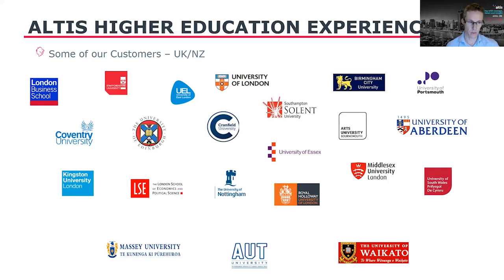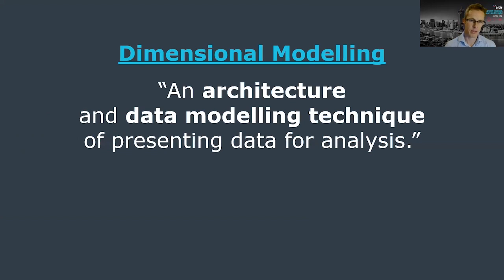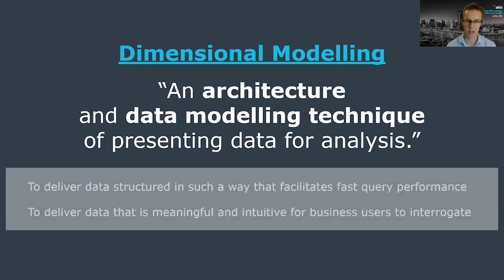So that's who we are. So let's get into dimensional modeling and what it's all about. To begin with, let's define what it is. It's an architecture and data modeling technique for presenting data for analysis. And it has two key areas that it focuses on. First being the perspective of wanting to deliver data structured in a way that facilitates faster query performance. So that's the technical perspective. Then the business perspective, it's all about delivering data that's meaningful and intuitive to business users so they can analyze and interrogate it.